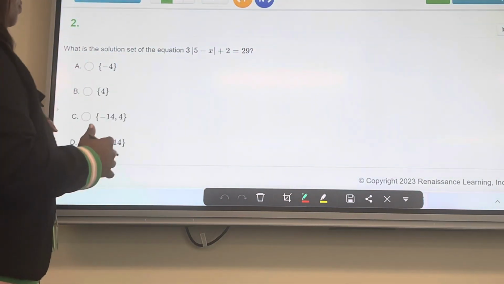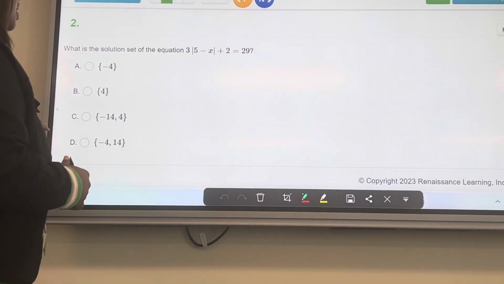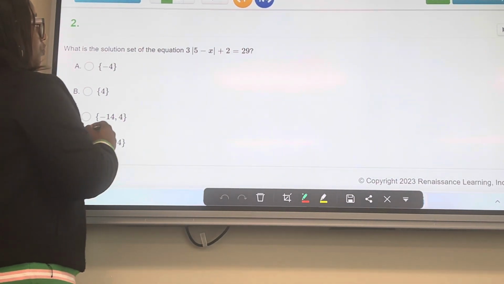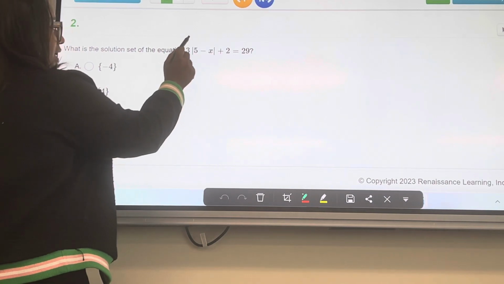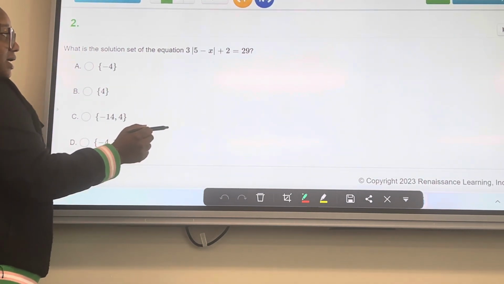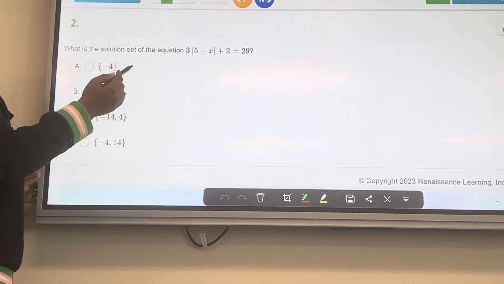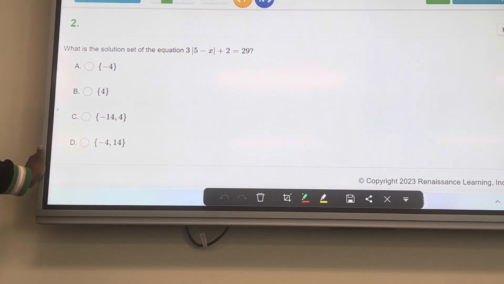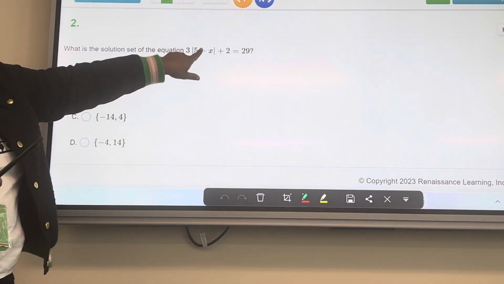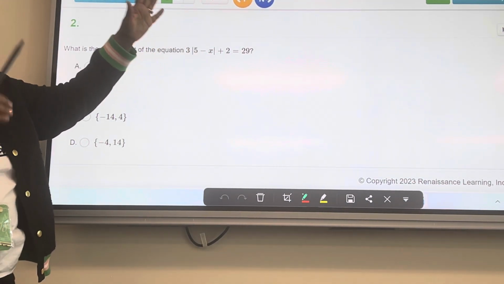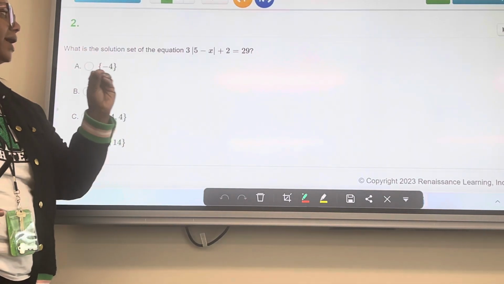This is a little bit bigger problem, but I'm still going to work it the same way. So this problem has 3 times the absolute value of 5 minus x, close absolute value, plus 2 equals 29. The first thing I'm going to do is try to isolate my absolute value. Isolate means to get this part that's only the absolute value by itself.